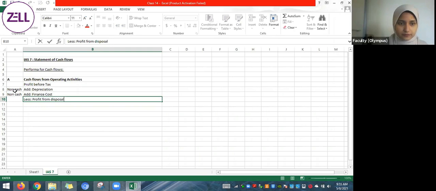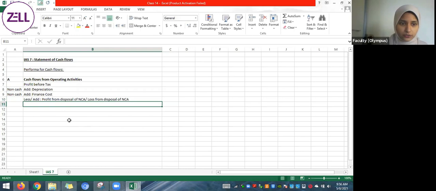of NCA. In the same way, for a loss on disposal of NCA, we will have to remove its impact too. Loss is normally a non-cash expense, right? Loss is an expense or a hit to your P&L that you're incurring, but you're not paying money for it at that moment. So because it's non-cash, you're removing it, and also because it's not a part of your operating activities. So two reasons for loss: it's not part of your operating activities, and it's a non-cash expense. So loss from disposal of NCA. So loss you will add. That's why I'm writing less slash add in that particular order. Okay? Less for profit from disposal, add for loss from disposal.